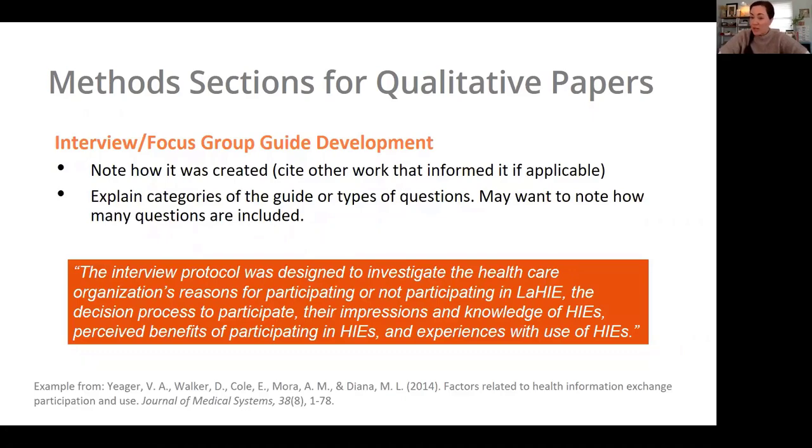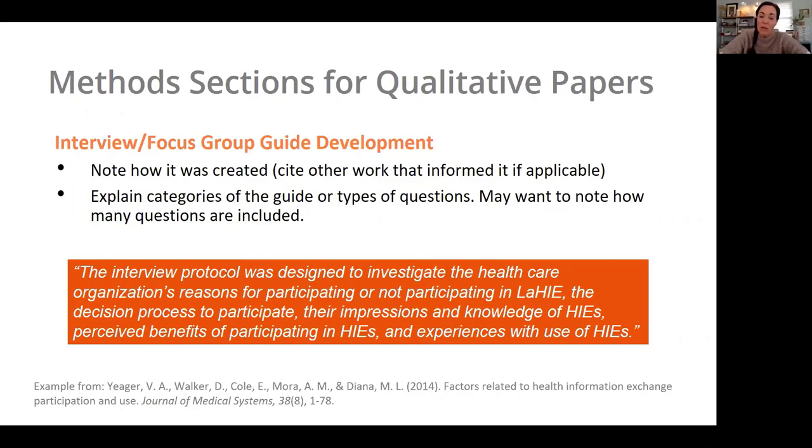You'll also want a section that describes your instrument. So if you're conducting focus groups or if you're conducting qualitative interviews, you'll have an instrument that's guiding that work. And you're going to need to explain how that instrument was created. If you're using other people's work to inform the development, you'll explain that and cite those other sources. You'll more than likely describe the categories of information that you're touching on in your interview or your focus group. And you may even give a summary statement of how many questions are included in your instrument.